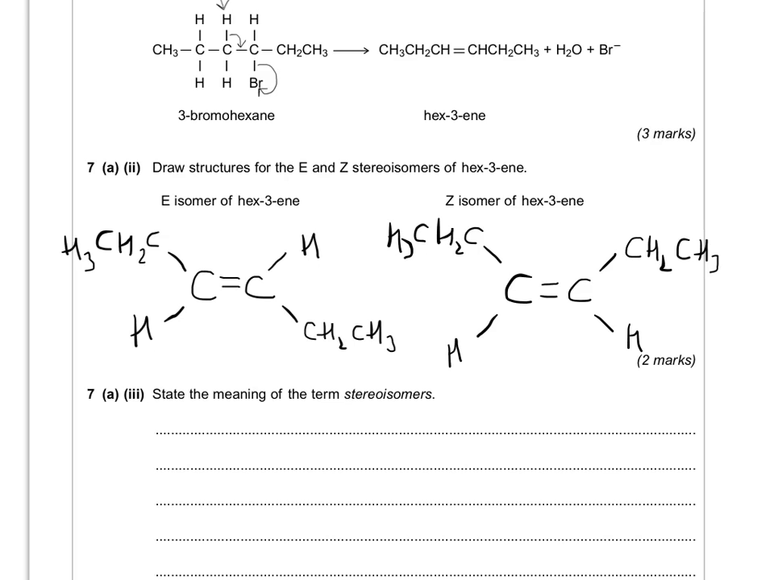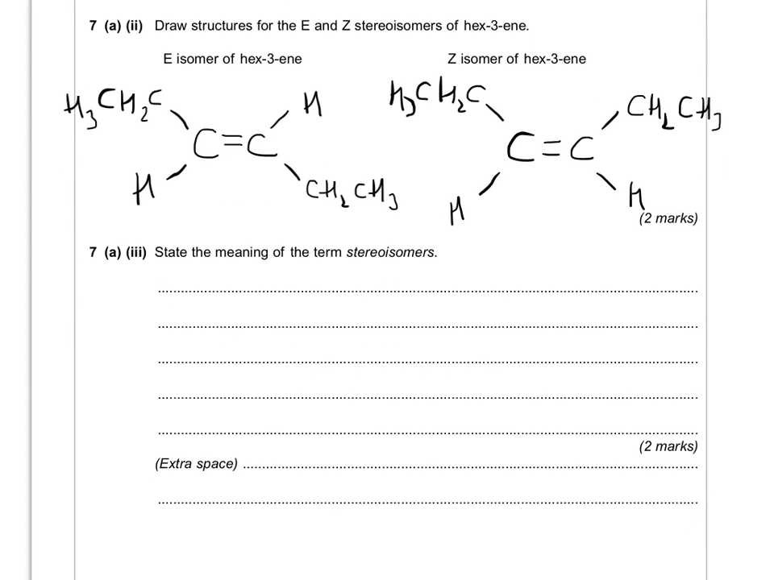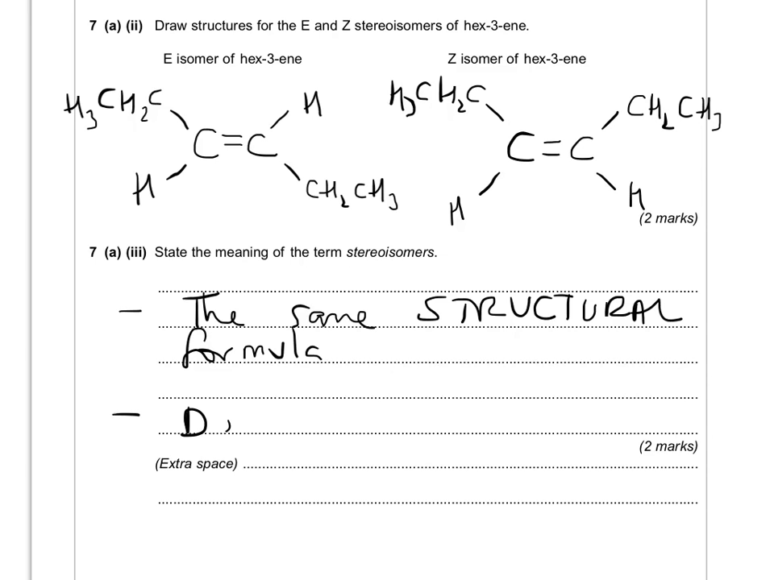And then state the meaning of the term stereoisomers. There are many different types of stereoisomerism. E/Z is not the only type, so it's not asking you what E/Z stereoisomerism is. It's asking you to define it, and so it's the same structural formula, and it's important you remember that. The same structural formula, but different arrangement of atoms in space.